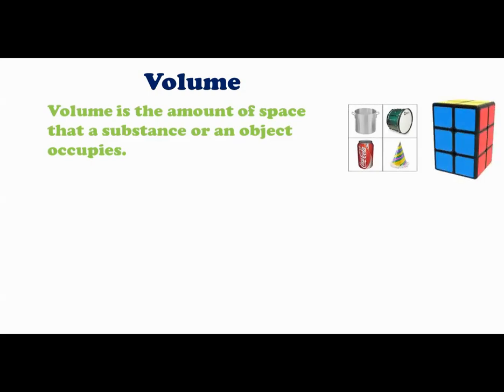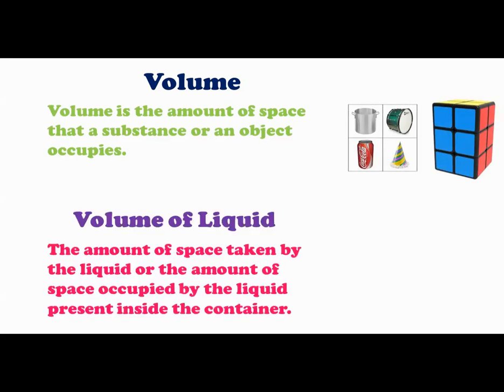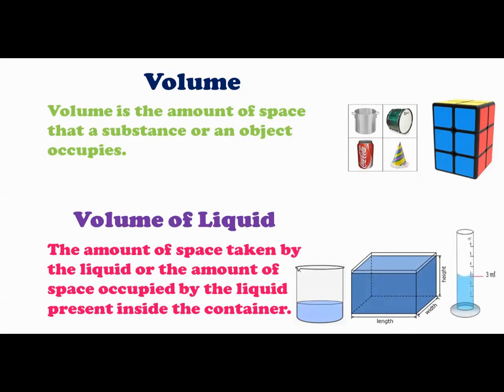Now, what is volume of liquid? Volume of liquid is defined as the amount of space taken by the liquid or the amount of space occupied by the liquid present inside the container. Here you can see a beaker, a water tank and a cylinder. The amount of space occupied by the water in each container is the volume of liquid.